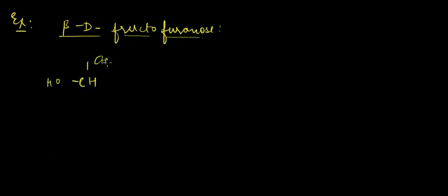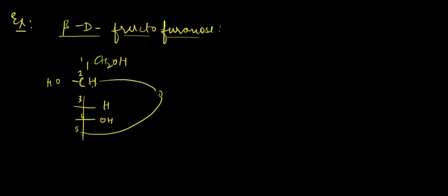CH2OH here, and then H, OH. This is first, second, third, fourth. On the fifth carbon atom, actually, we have the ring here, which joins to this carbon atom, and the H won't be present here then. Next we have the same CH2OH here. This is the sixth carbon atom.